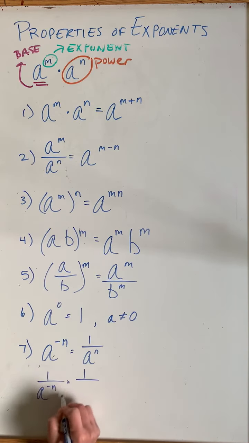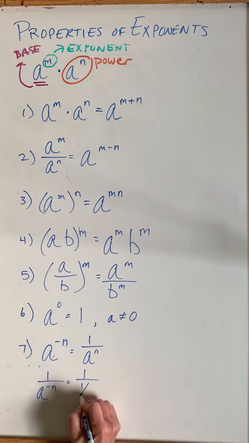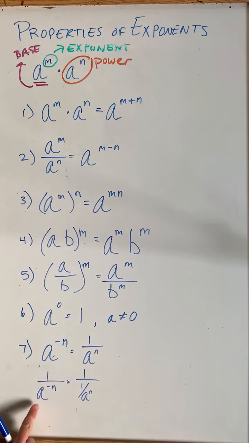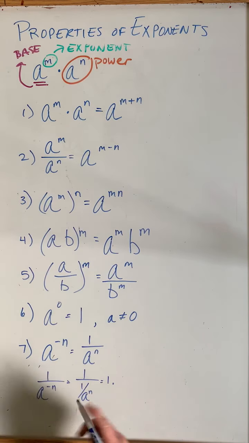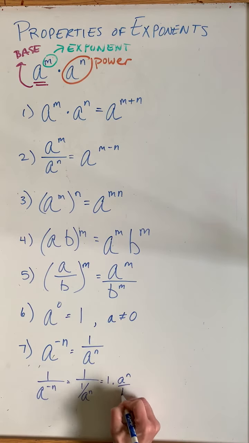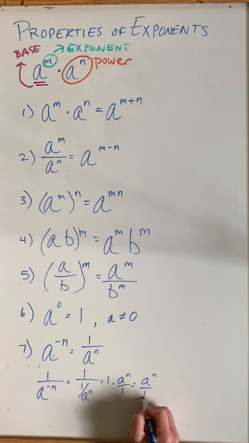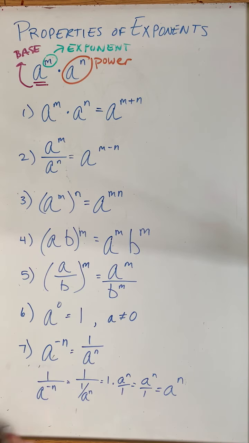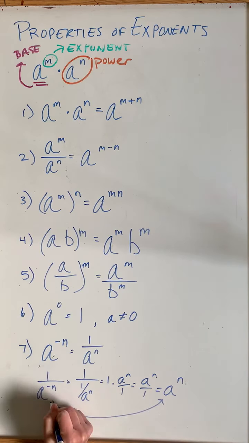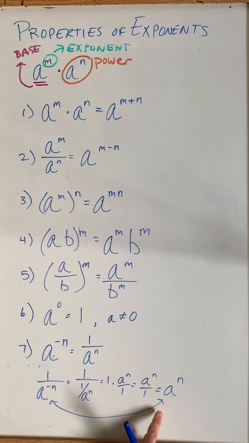So I know that a to the negative n is just 1 over a to the n, right? Just using that property that we just said here. Now, in order to divide a fraction, remember that dividing by a fraction is the same as multiplying it by the reciprocal, right? And then if we multiply straight across, we just get a to the n over 1, which is just a to the n, right?